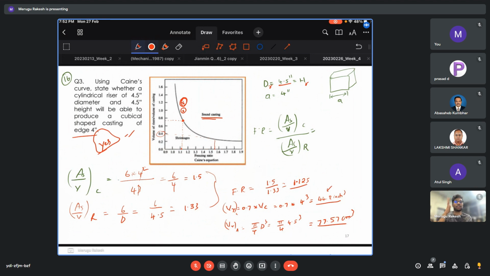So initially it did not follow the case. We just took a random value of D, and now we are verifying whether it is able to produce a sound casting or not.